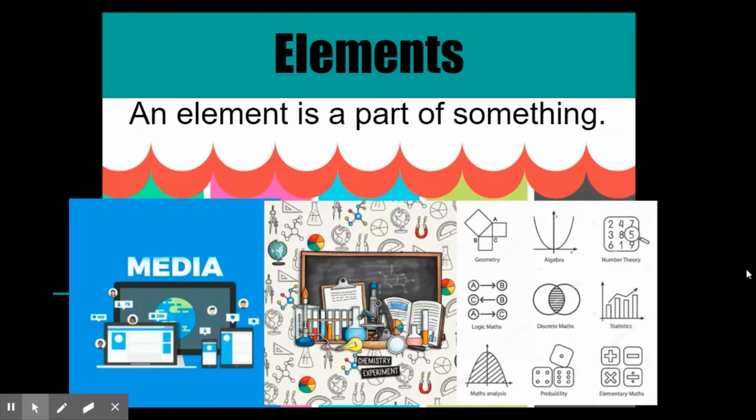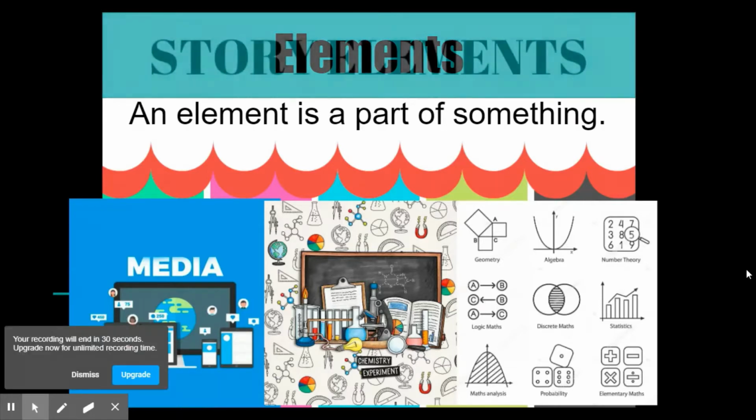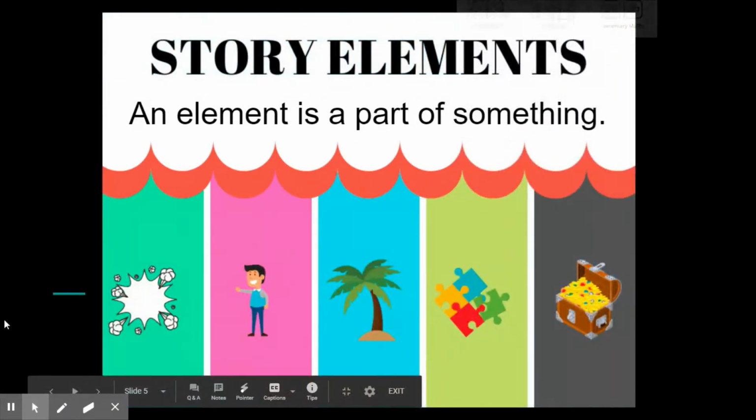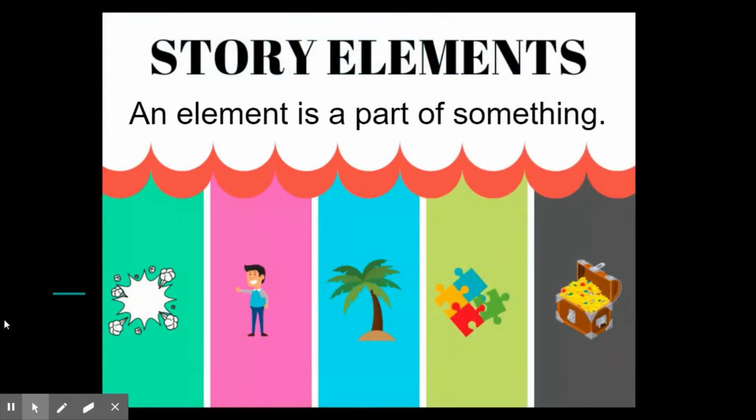The same thing with mathematics. We have different elements in mathematics as well. So you see, elements are everywhere. And so we have them as well in literacy. We have different elements in literacy as well. And that, friends, is what we are going to be concentrating on today.